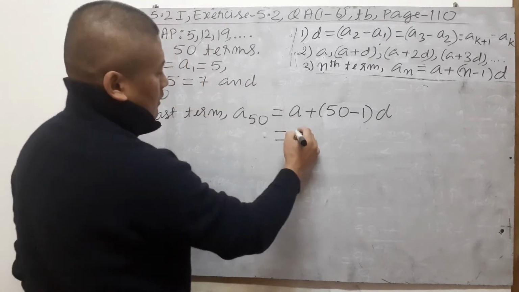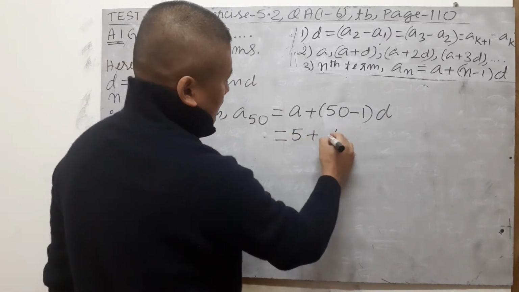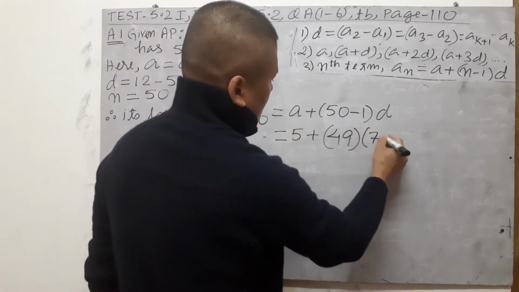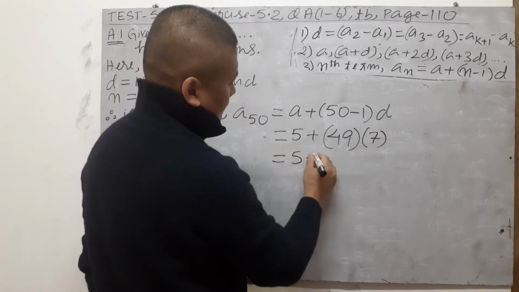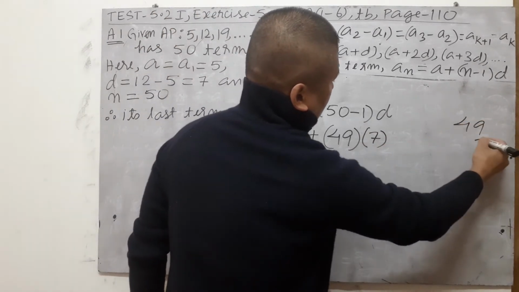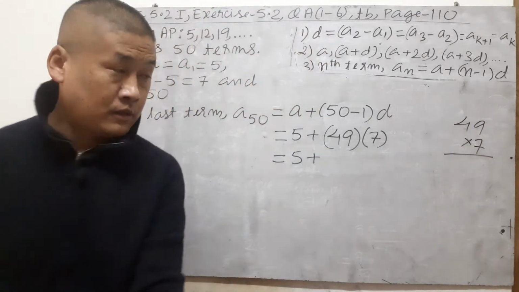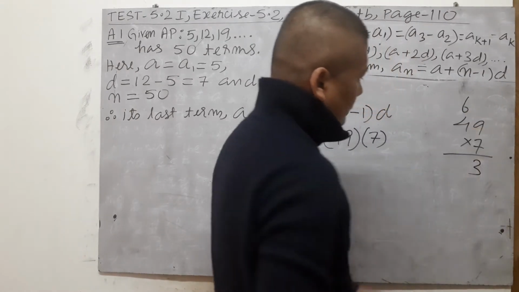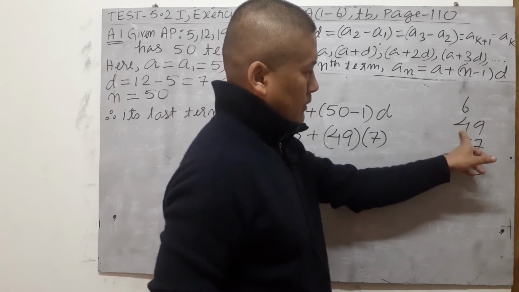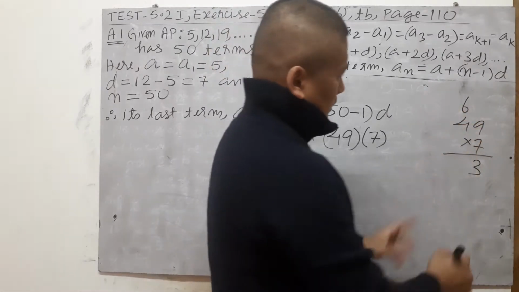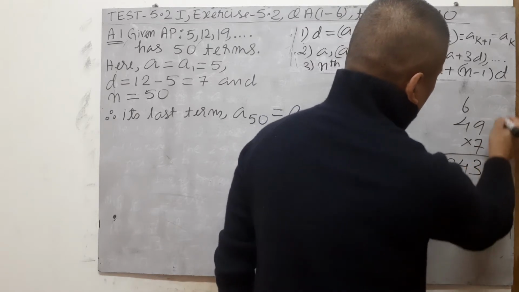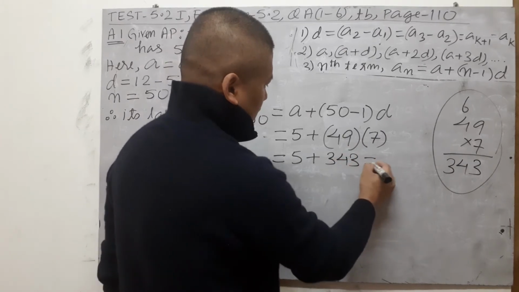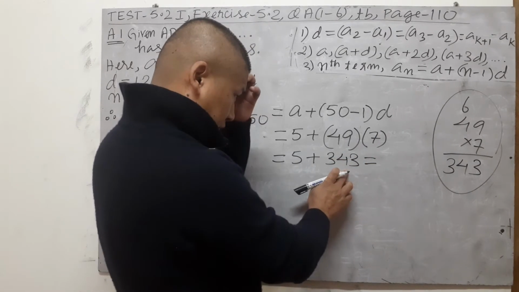A here is 5 plus 50 minus 1 is 49 into D value is here. We calculated 7. So we write 5 plus 49 into 7. We can do that by multiplying on your rough page, rough area on your note. 7 9s are 63, 6 in hand. 7 4s are 28, plus 6 is 34, so we're going to get 343 when we multiply 49 into 7.